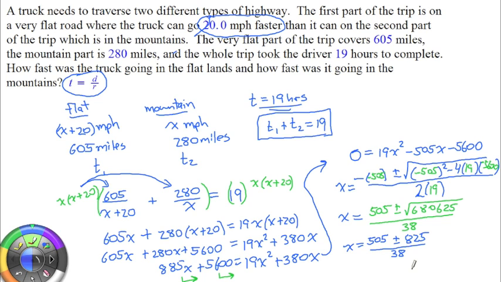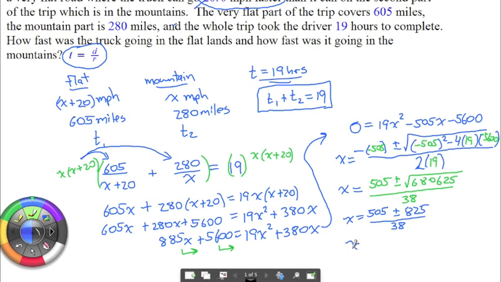Now, remember, this is a physical problem. Things aren't going to be negative. So more than likely, 505 minus 825 is not going to be part of my answer. So I'm only going to do the positive part and then divide that by 38. And we get x is equal to 35.